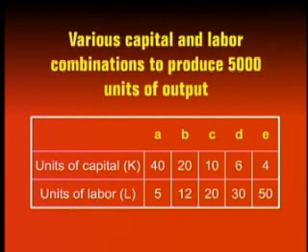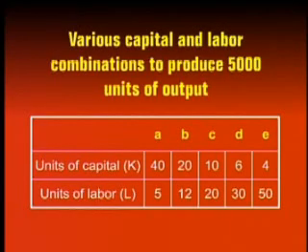Let us assume that it estimates all the possible combinations of labor and capital that could produce that level of output. Some of these estimates are shown in the table. As you can see, I'll call it Technique A because it's a certain way of producing 5,000 units of that particular good. There are other techniques as well. So let me call it Technique A, and this is a capital intensive technique.